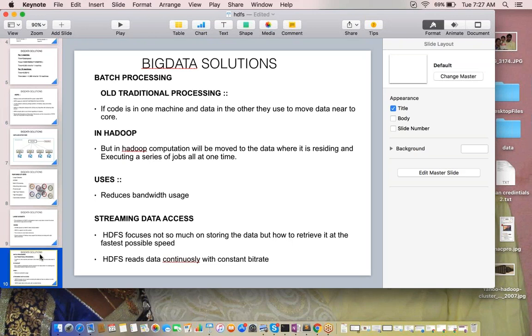That is batch processing and streaming processing. That is the only difference. For streaming, we have different kinds of tools like Flume and Kafka. There are different types of tools. In batch processing, you can keep the data using the hdfs put command.